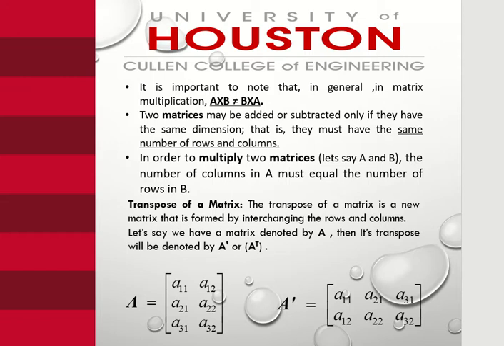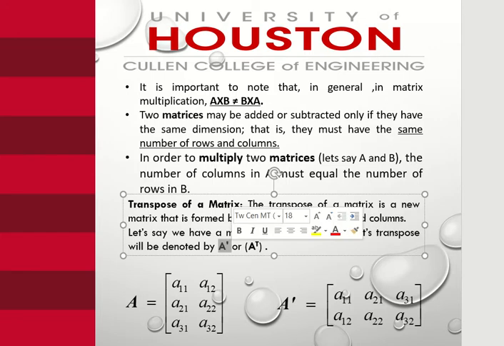Now, what is the transpose of a matrix? The transpose of a matrix is a new matrix that is formed by interchanging the rows and columns. Let's say we have a matrix denoted by A, then its transpose will be denoted by A transpose or with this symbol. So let us say we have this matrix A, we need to find its transpose. So all we do is just interchange the rows and columns, and we get the resultant matrix.